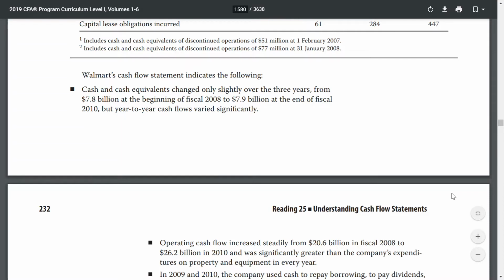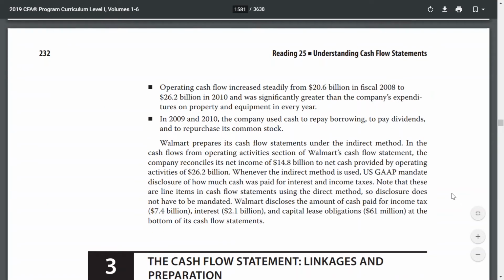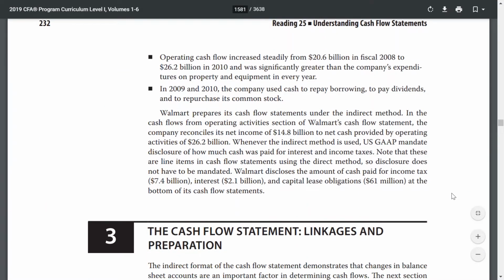But year-to-year cash flow varied significantly. Operating cash flows increased steadily from $20.6 billion in fiscal 2008 to $26.2 billion in 2010, and were significantly greater than the company's expenditures on property and equipment. In every year, including 2009 and 2010, the company used cash to repay borrowings, to pay dividends, and to repurchase common stock.